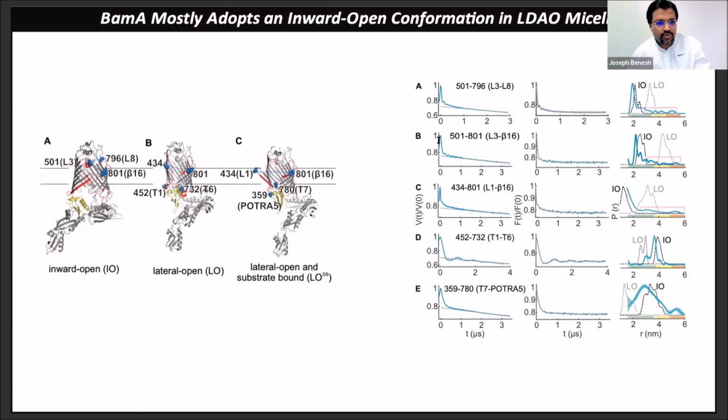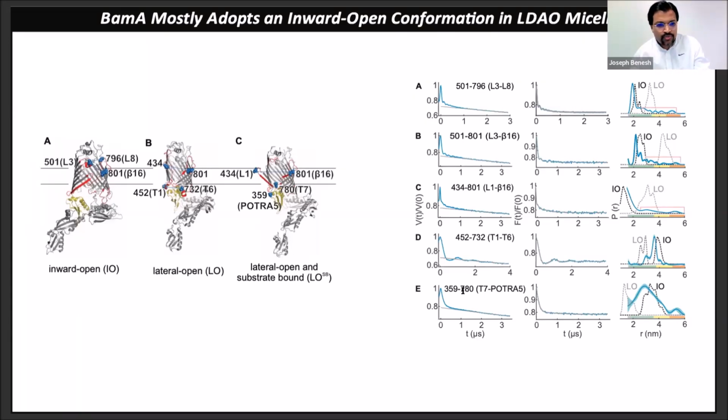And we see a very similar response when we measure between L3 and beta 16. This is beta 16 and L3. And beta 16 is forming a lateral gate. There also the experimental data falls in agreement with the inward open conformation. And when looking directly at the lateral gate for 348-801, there also we see that the experimental distance distribution is closer to the inward open conformation. And for 452-732, where we measure between these periplasmic turns, the distance is closer to the inward open conformation, but a little bit broader, which might be due to the flexibility of these turns.